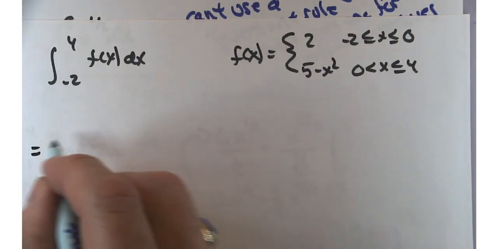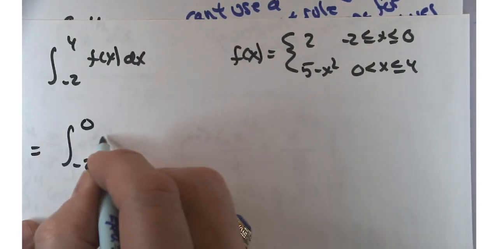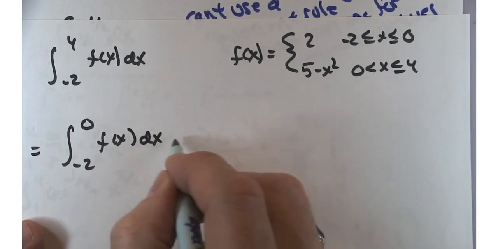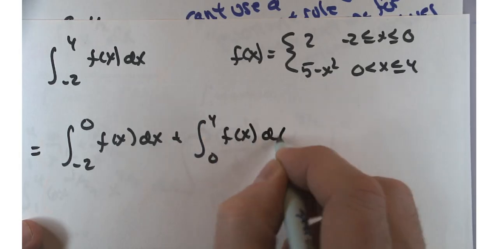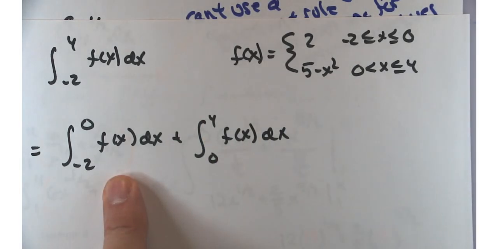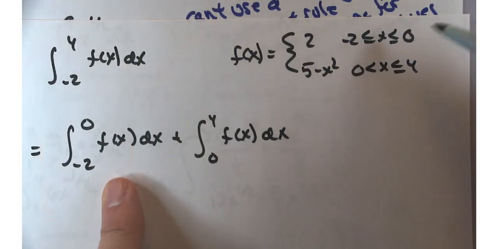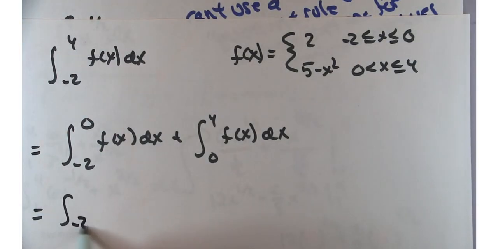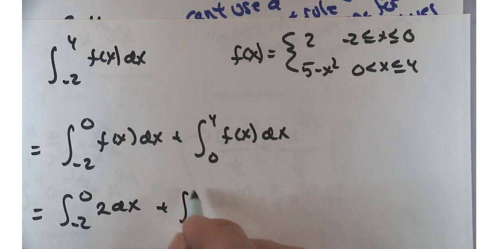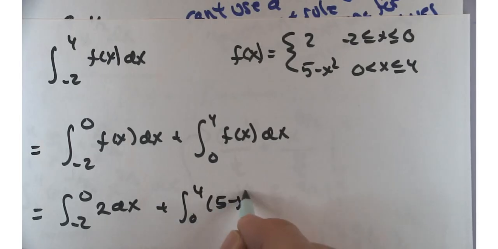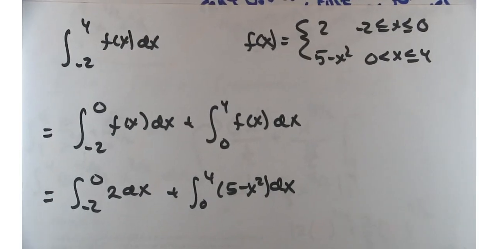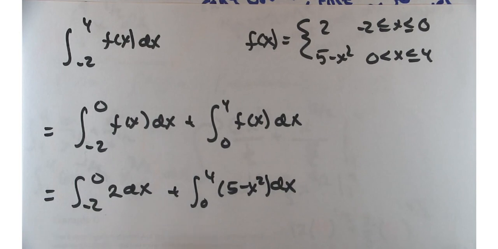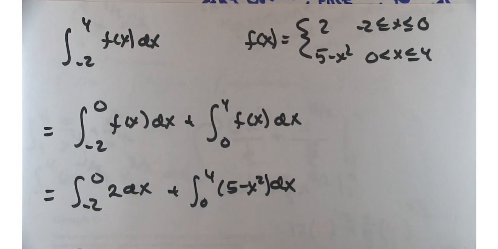into the integral from -2 to 0 of f of x dx plus the integral from 0 to 4 of f of x dx. Now that this is just one function in each interval, I can replace that with the integral from -2 to 0 of 2 dx plus the integral from 0 to 4 of 5 minus x squared dx. This one is just going to have an antiderivative of 2x between -2 and 0.